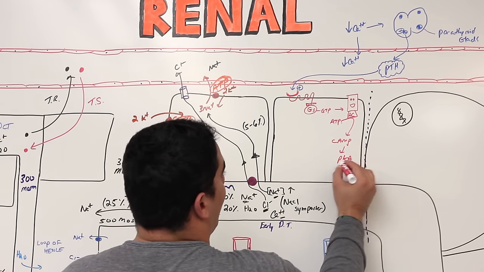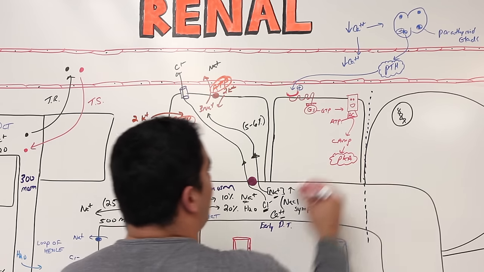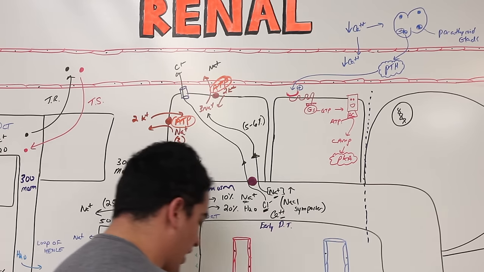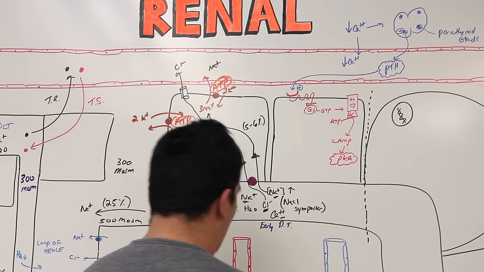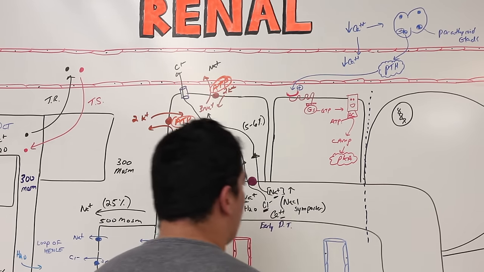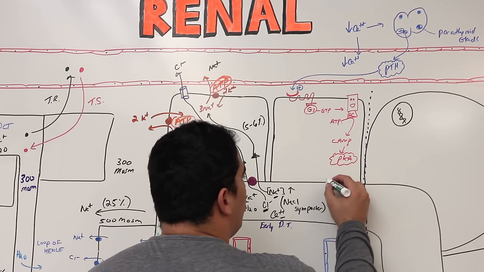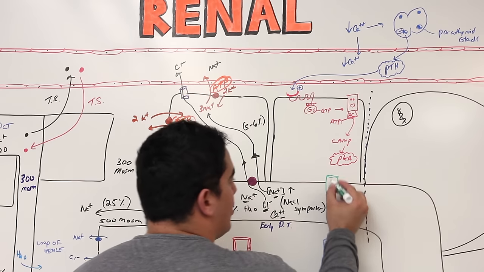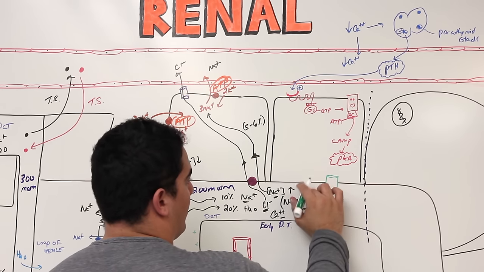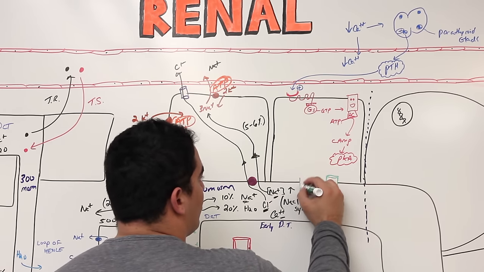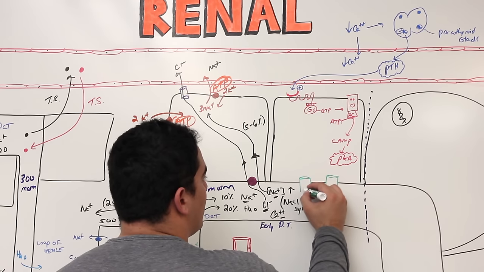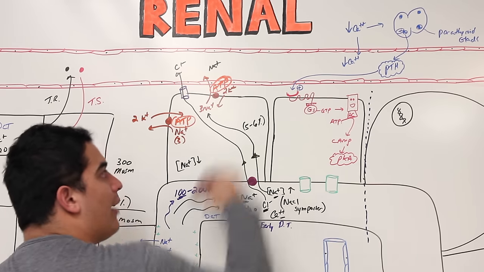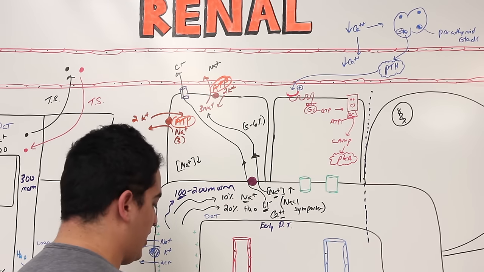It activates protein kinase A. And if you've seen this mechanism so many times, you already know what's going to happen. What does protein kinase A do? Well, here on the luminal membrane, there are these calcium modulated channels. These channels are going to be very sensitive to the changing levels of parathyroid hormone. So if the parathyroid hormone is present, it's going to activate this protein kinase A.